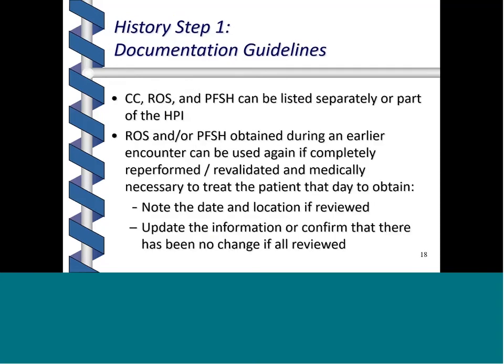So documentation, chief complaint, history of present illness can be listed separately again or as part of the HPI. The review of systems or past family history can be obtained during an earlier encounter and can be used again if completely reperformed, revalidated, or medically necessary to treat the patient. Note the date and location if you reviewed it somewhere else. If you had an initial intake form and you reviewed that with the patient, note that in there. And you can update the information or confirm that there have been no changes if they've all been reviewed.